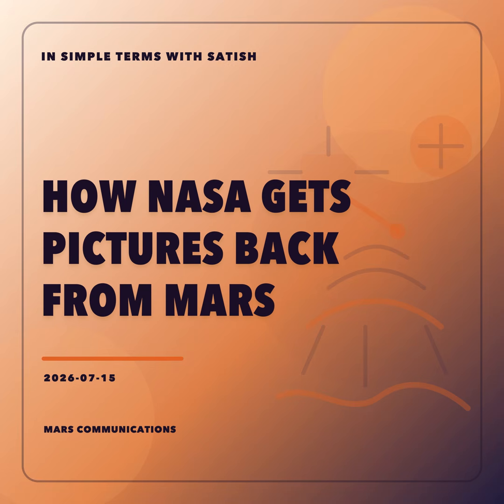Today, let's understand how NASA gets pictures back from Mars. Start with one photo. A rover is sitting on Mars looking at rocks, dust, and a red horizon. Its camera captures light and turns that scene into pixels.